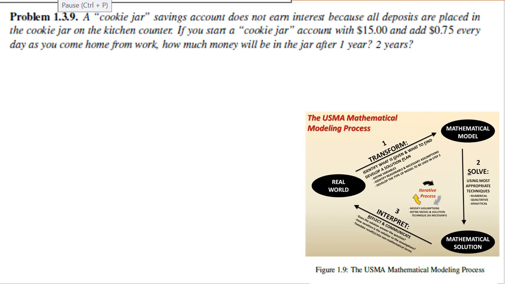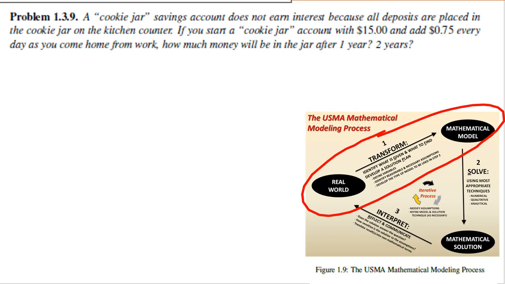The next section has a nice problem that we will use to discuss this lesson objective. Create a mathematical model of a recursive relationship using the transform step. In a later video, we'll go on to solve this problem. In this problem, a cookie jar savings account does not earn interest because all deposits are placed in the cookie jar on the kitchen counter. If you start a cookie jar account with $15 and then add 75 cents every day as you come home from work, the question is, how much money will be in the jar after 1 year or after 2 years?